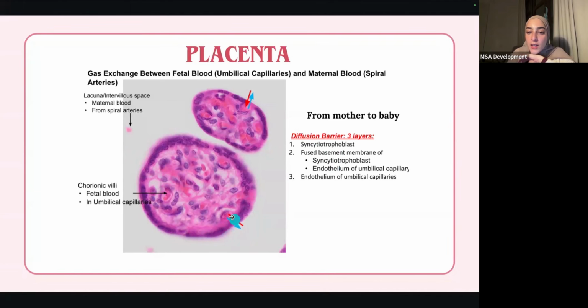As it's going in, it's going to reach something called a fused basement membrane. This fused basement membrane is the syncytial trophoblast and the endothelium of umbilical capillaries, so the blood basically. Then as it's going in, it's going to exit and reach the capillaries. But it's 3 layers: syncytial trophoblast, a basement membrane that's composed of the syncytial trophoblast and the umbilical capillary, and the third thing that has to pass by is the umbilical capillary itself. This is how it diffuses, and from outside to inside, it's similar.